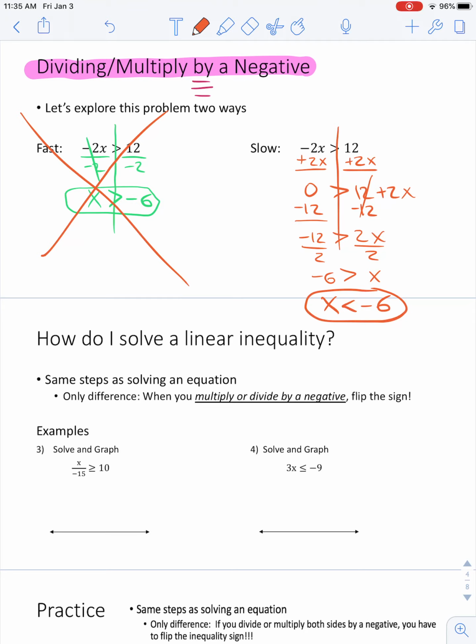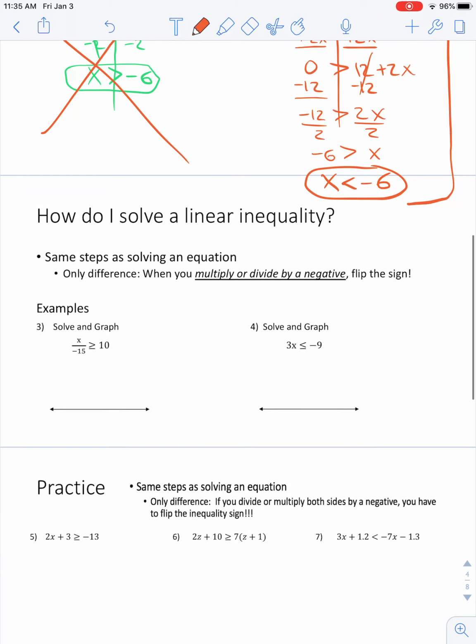And it only happens when you're multiplying or dividing by a negative. Okay? Now, this method over here is way too long. So what we need is a way to do it fast, but correctly. And that's what we're going to talk about here in the next part.